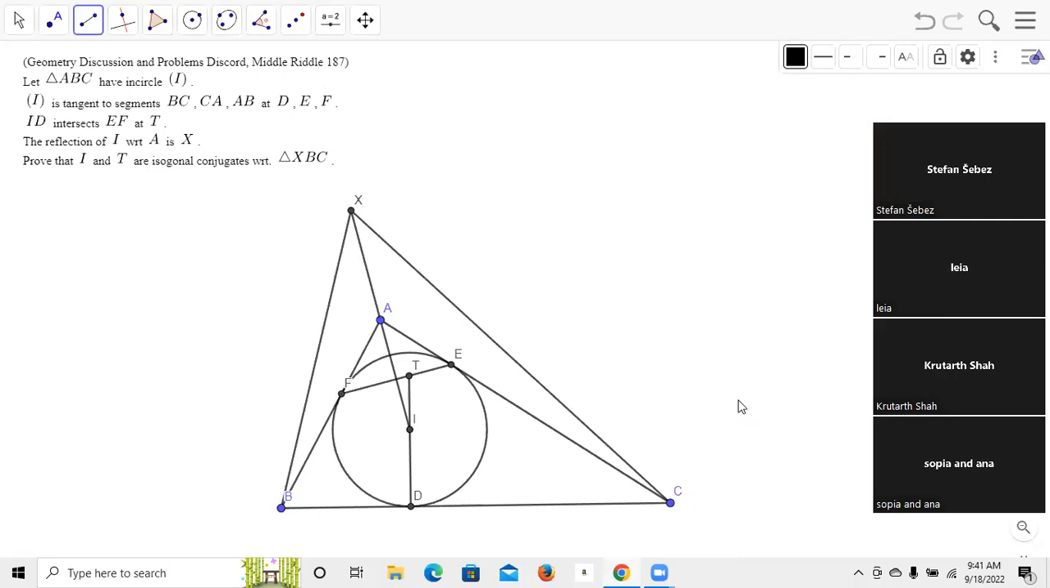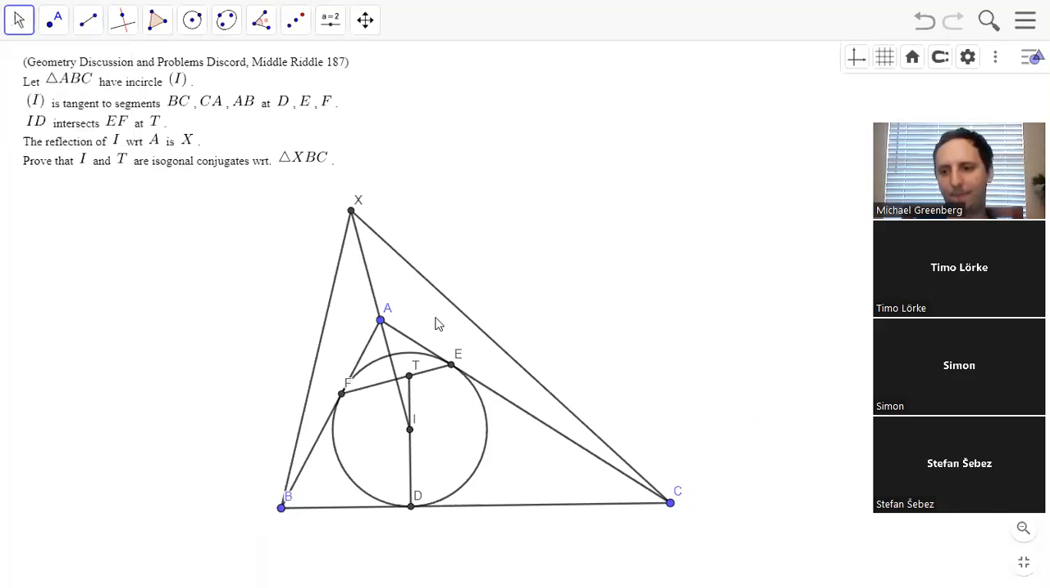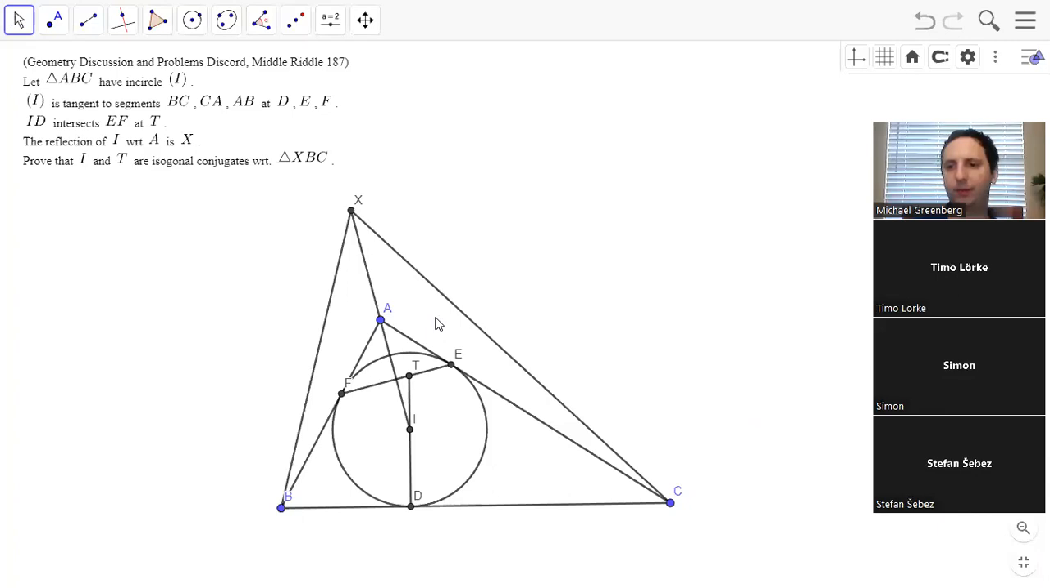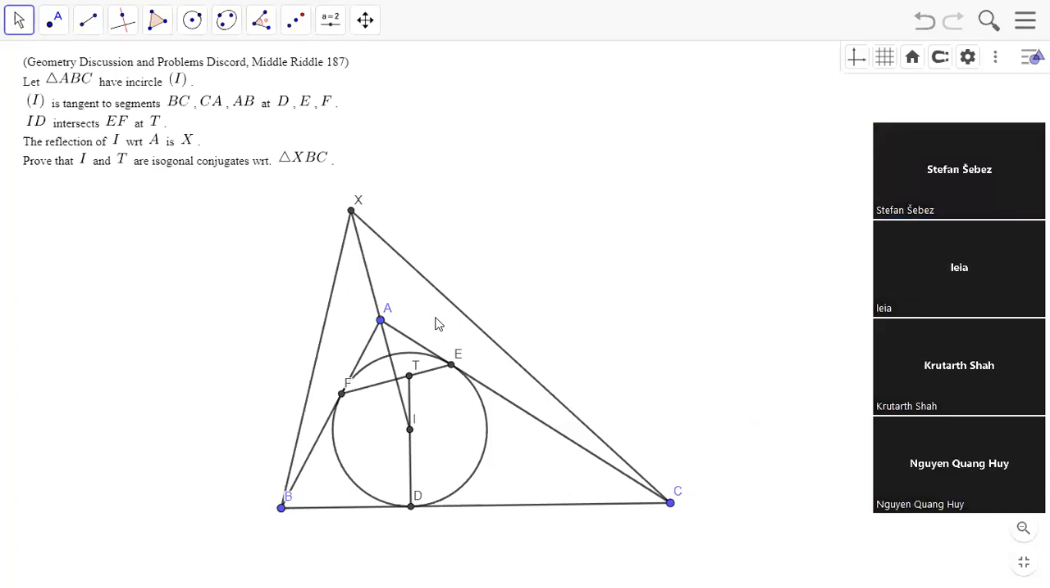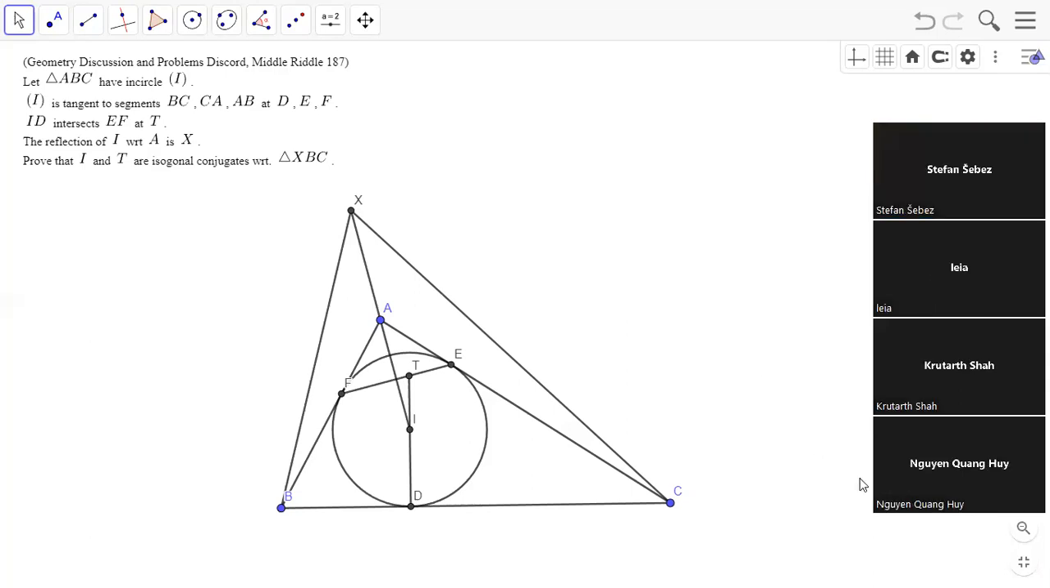Okay. Thanks for joining, Sophia and Anna. So we're on the second problem. The first one was really fun. If any of you have questions, feel free to just put in the chat, or you can just ask me.